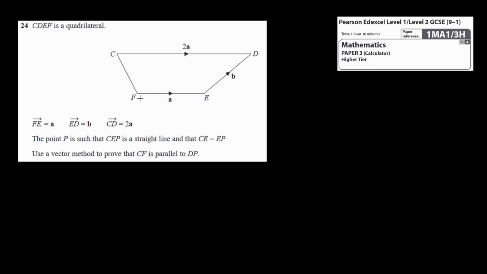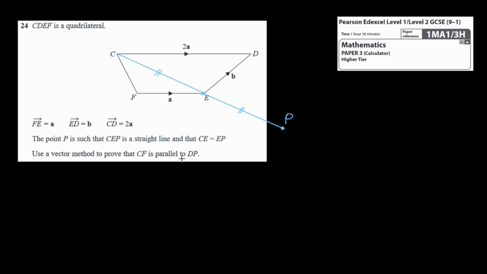In question 24, our master vectors here are A and B, and this length is twice this vector. And we're told that the point P is such that the line C, E, and then P is a straight line such that this bit of the line is equal to this bit of the line. So this is the point P. I've indicated that both the sections of this line are equal.